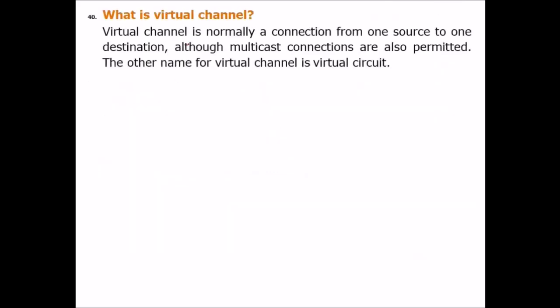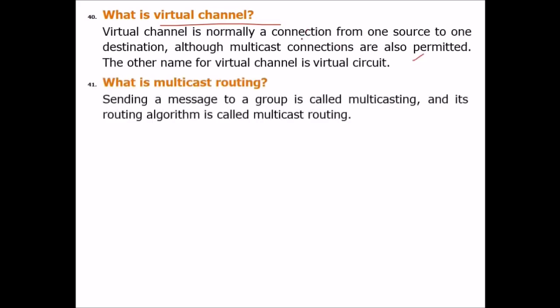What is virtual channel? Virtual channel is normally a connection from one source to one destination, although multicast connections are not permitted. We have already seen this is also called virtual circuit. Multicast routing: sending a message to a group is called multicasting. The routing is multicast routing.